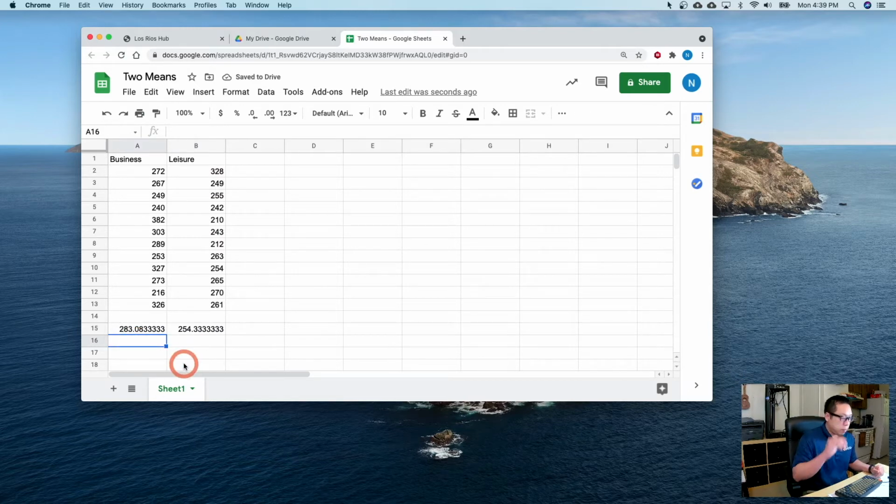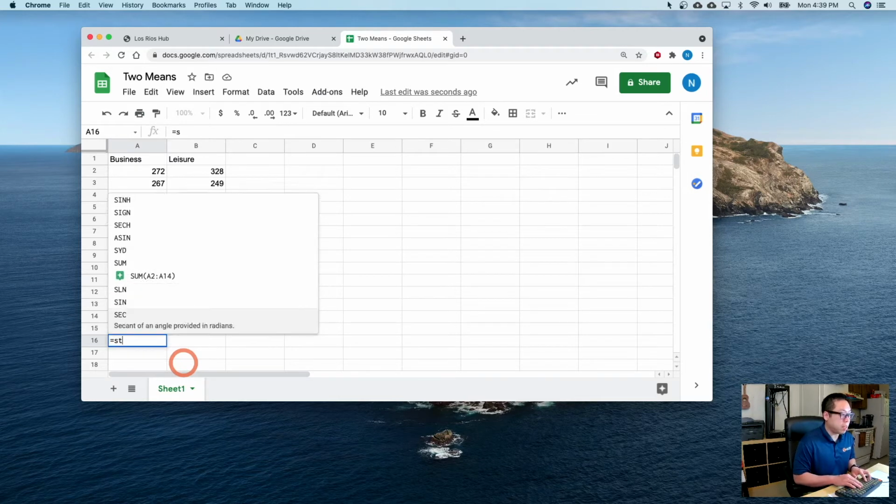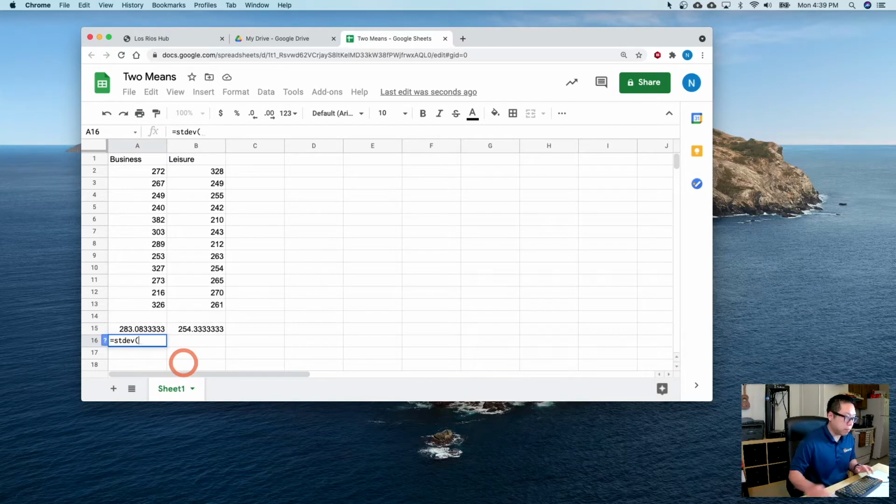And then I need the standard deviation also. So the command for standard deviation is equals STDEV, parentheses, highlight the business numbers. And then for leisure, equals STDEV, parentheses, highlight the leisure numbers. And that's going to be the standard deviation for the leisure.